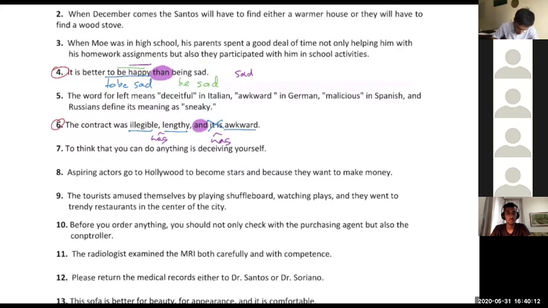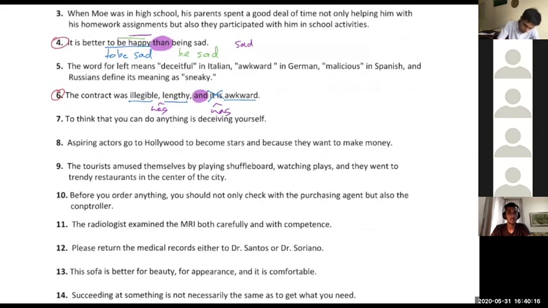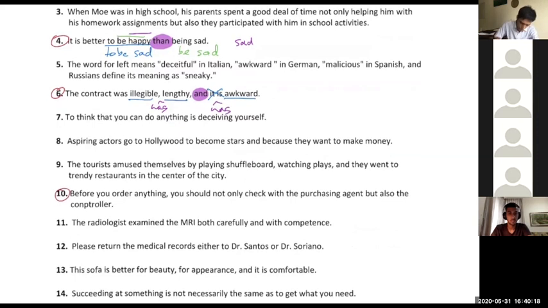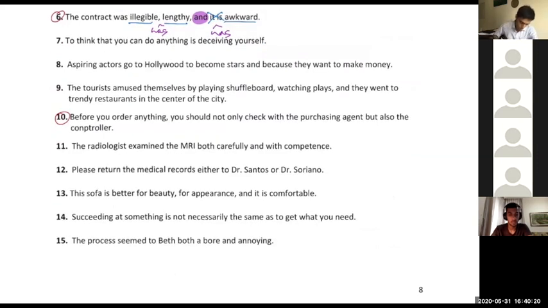All right, let's do a more difficult one. Let's do number 10. Looks like they made a mistake here. It should not be here.